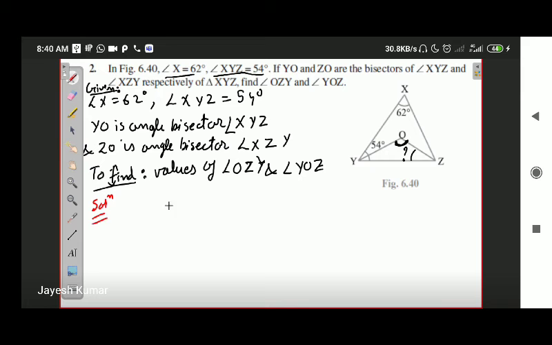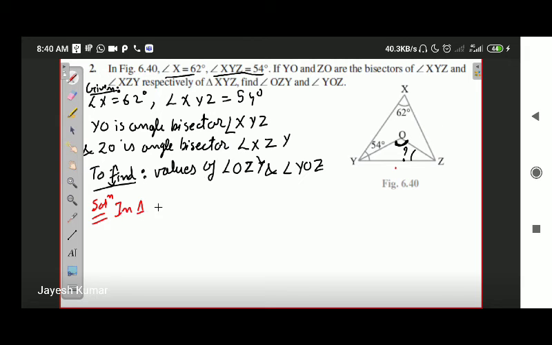What I'm going to do in this one is, in this larger triangle XYZ, I'm given the value of two of its angles. One is 62 degrees, one is 54 degrees. So first of all, I'm going to determine the value of this third angle, angle Z, angle XZY.